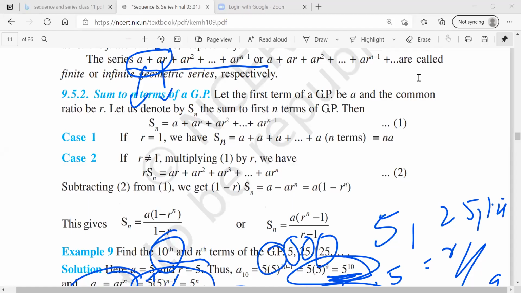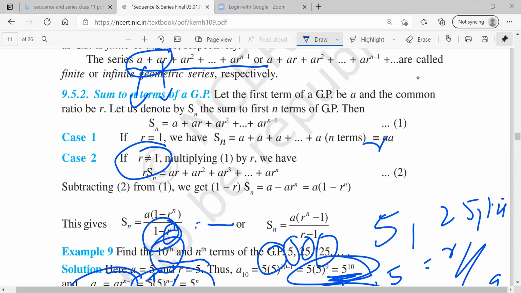So now coming to our, just like in AP, we had sum of n terms of an AP, that is Sn is equal to n by 2 into 2a plus n minus 1 into d. In GP, we got a very simple formula. Sn is equal to a into 1 minus r power n by 1 minus r. Okay. No need to worry about that. So that is if r is not equal to 1. What happens if r is equal to 1? If the common ratio is equal to 1, then 1 minus 1 will be 0. Anything by 0 is not defined.